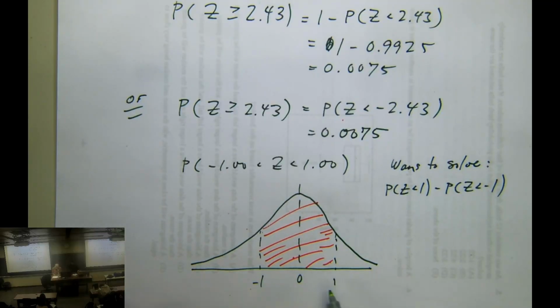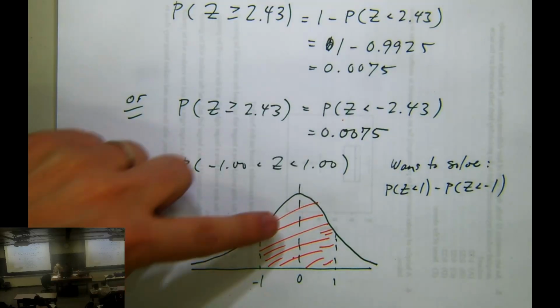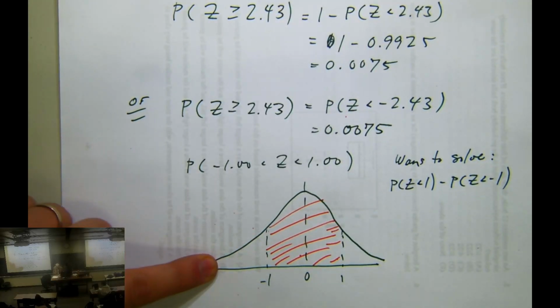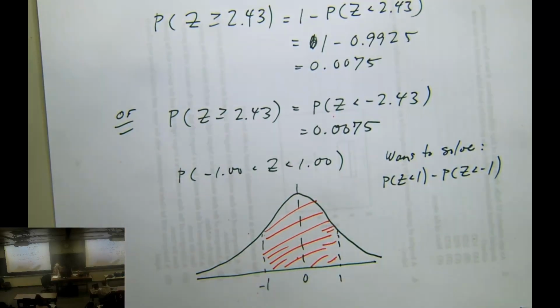Well, z is less than 1 is everything below 1. But I don't want this piece, so I will subtract the probability z is less than negative 1. So z is less than 1 is the red area, plus this little tail over here. And then we subtract off the little tail. Okay, so let's do this one.